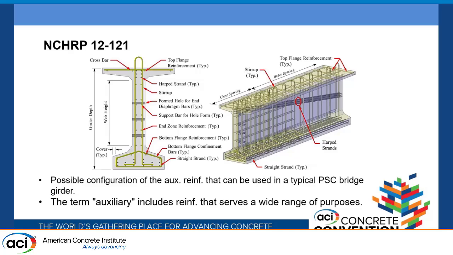In this slide you can see a picture, and this picture shows a possible configuration of the auxiliary reinforcement that can be used in a typical prestressed concrete bridge girder. And the term auxiliary includes reinforcement that serves a wide range of purposes. So one of those purposes, and which is also the main topic of this presentation, is the reinforcement used in the shear friction mechanism. So now I will focus my presentation on that specific aspect.